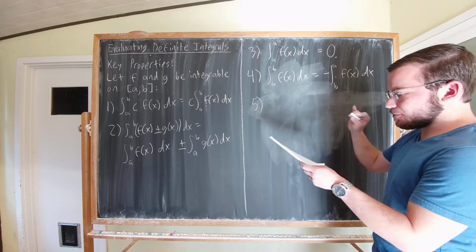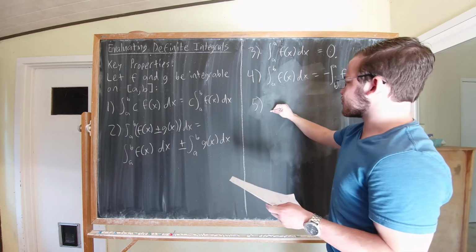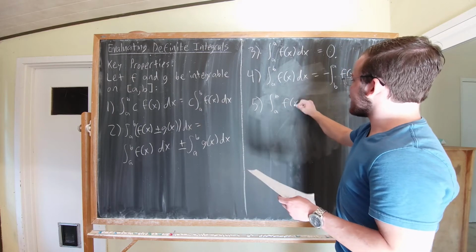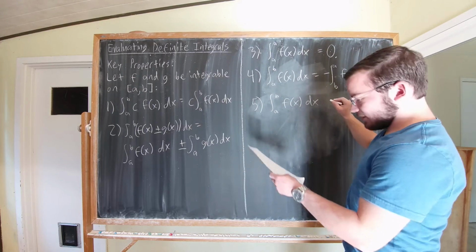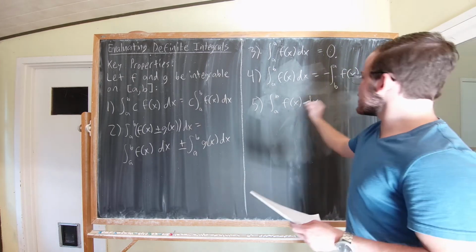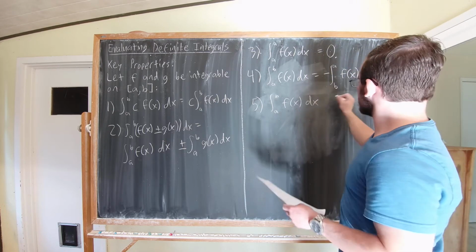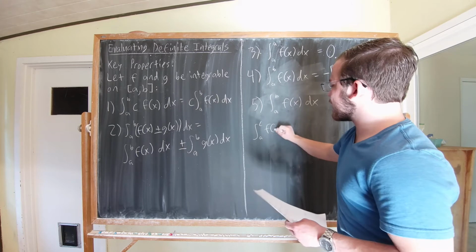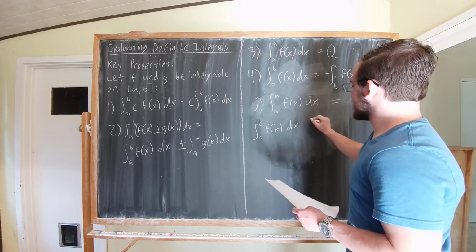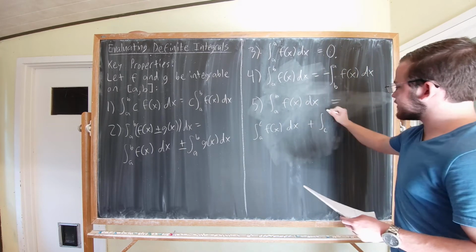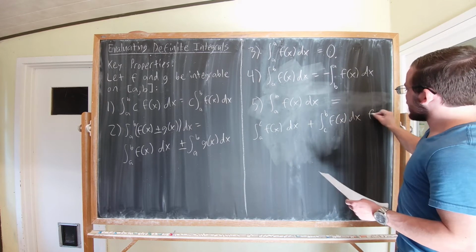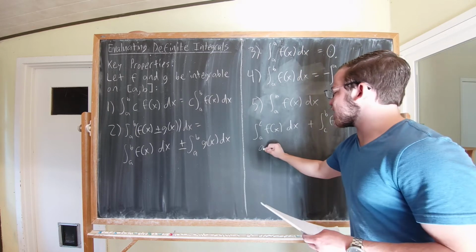Okay, and then fifth property that definite integrals have, the integral from a to b of f of x dx is equal to the integral from a to c of f of x dx plus the integral from c to b of f of x dx for any c in between a and b.